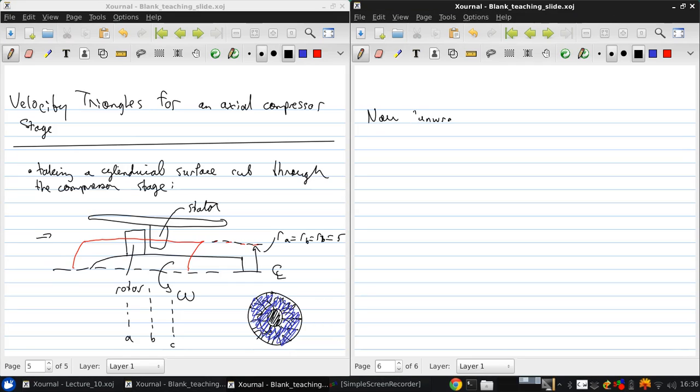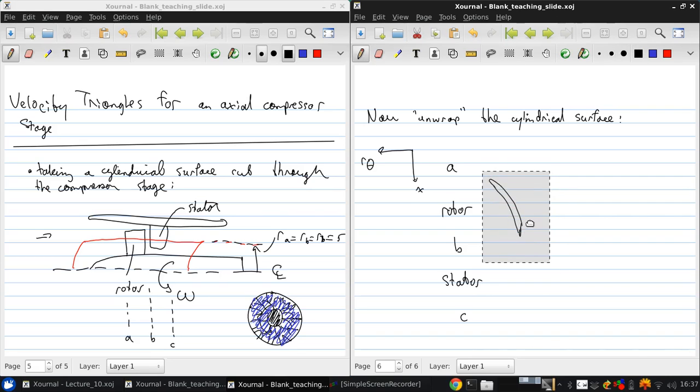Now we unwrap the cylindrical surface. So now the coordinates for the surface are x and r theta. And at station A, we have the rotor, and station B, then the stator, and station C. The rotor will look something like this. I'll draw a couple of blades to help illustrate. And the stator looks something like this.